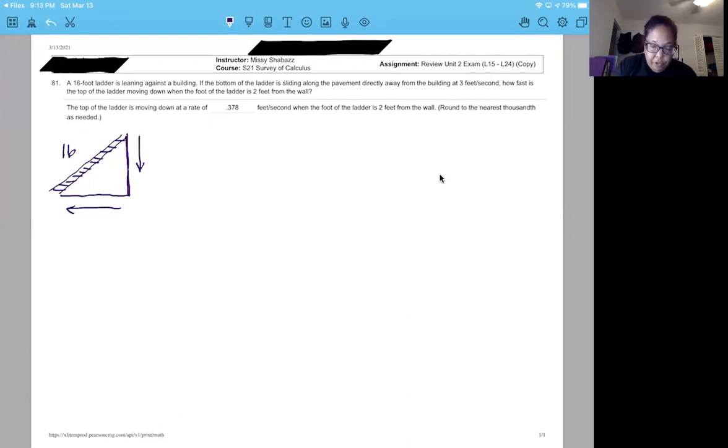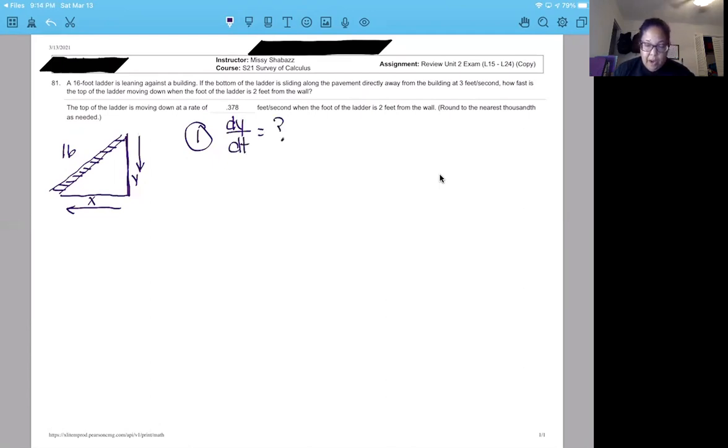So the first question is always, what are they asking for? So they want to know how fast is the top of the ladder moving down, all right? So let's label this side x and this side y. So we are looking for dy/dt.